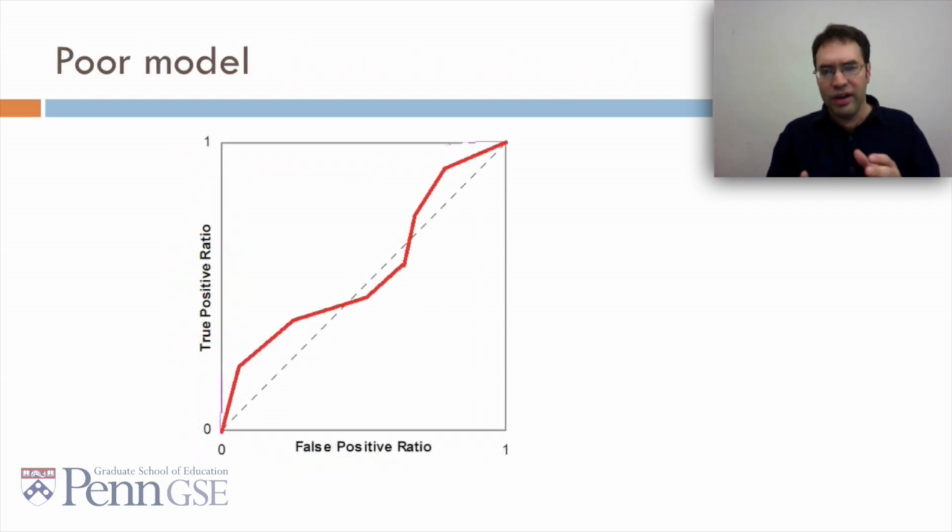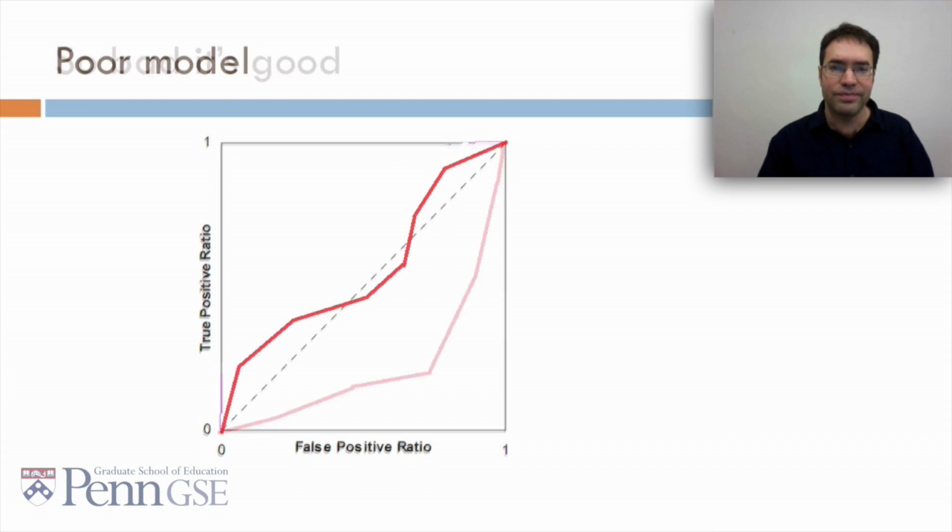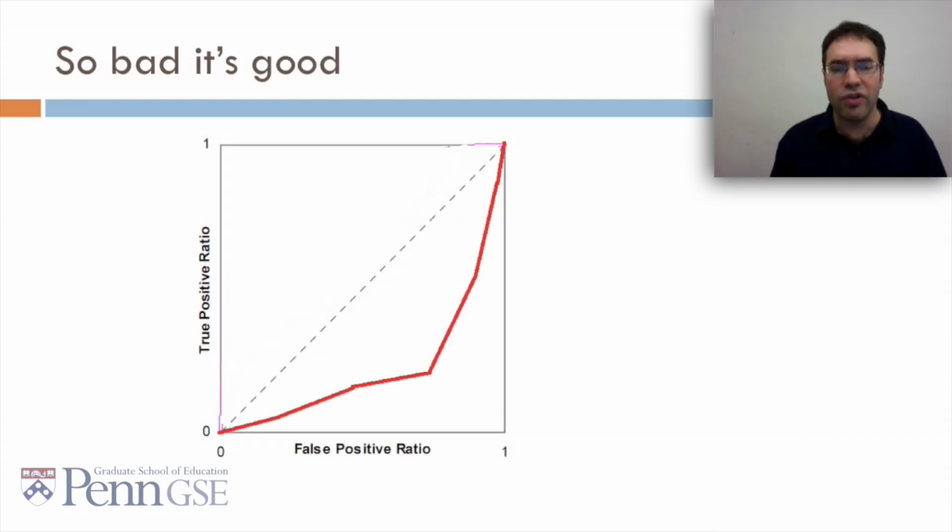This is a poor model. It's mostly above the dashed line, but it actually dips below it at one point. You typically don't want a model that does this. Finally, we have a model that's so bad it's good.